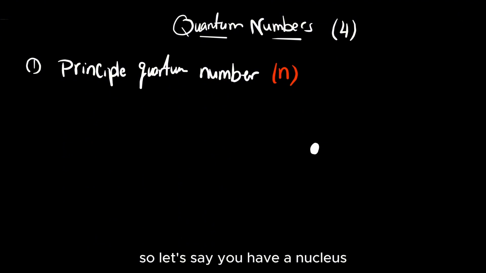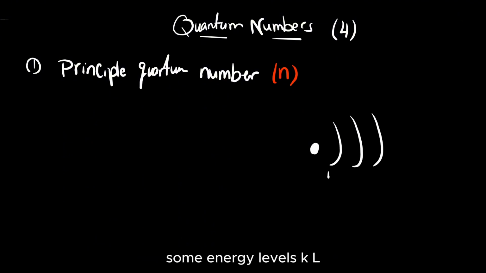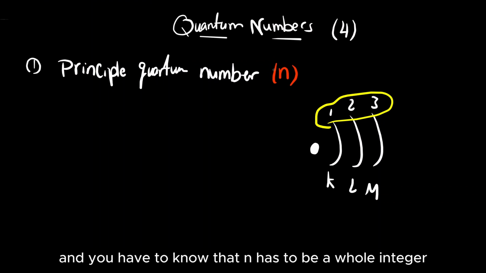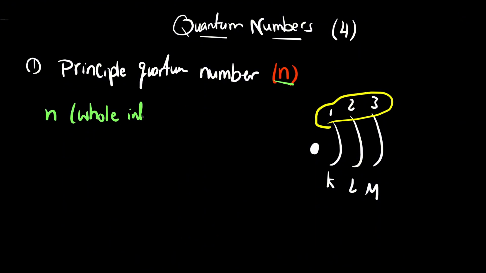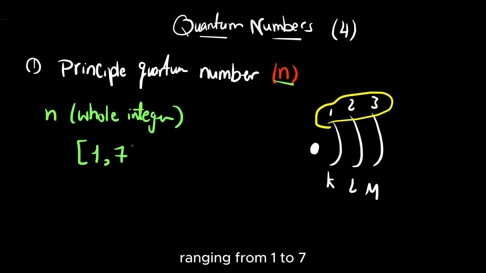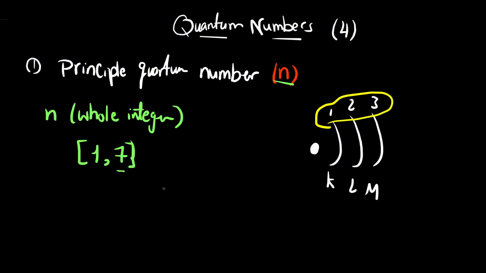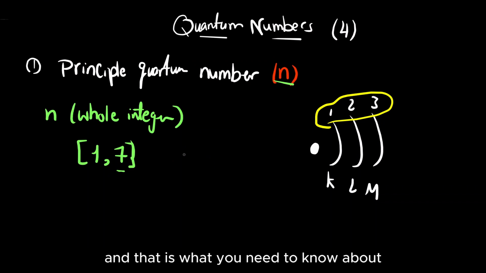So let's say you have a nucleus and some energy levels, K, L, M, 1, 2, 3. You see those numbers? These are the principal quantum numbers. And you have to know that N has to be a whole integer, ranging from 1 to 7, because as you know, there are 7 energy levels in the biggest known atom. And that is what you need to know about the principal quantum number, or N.